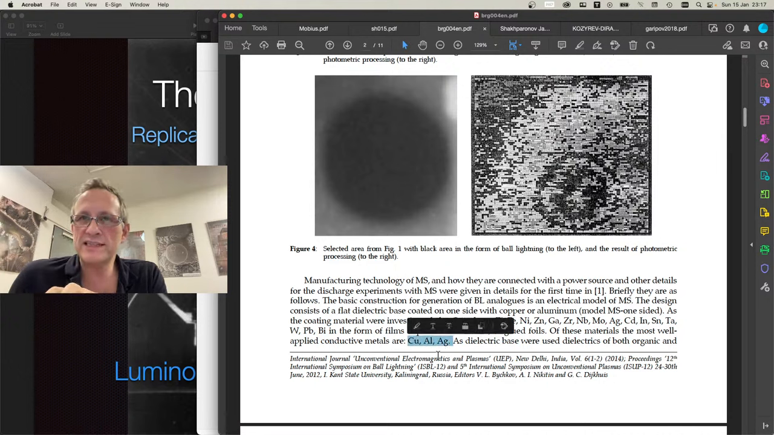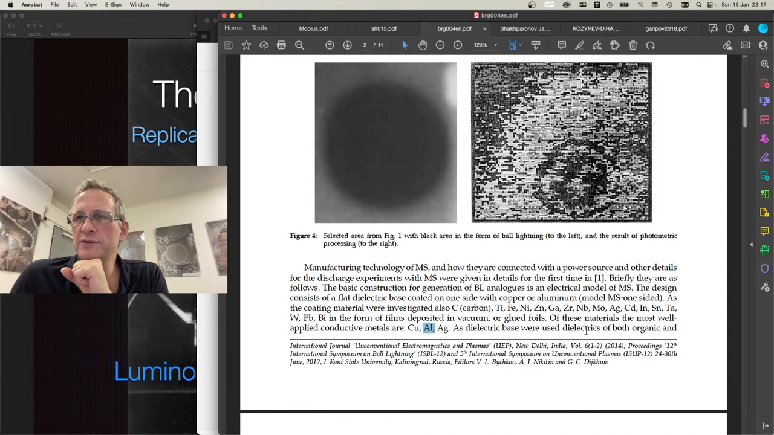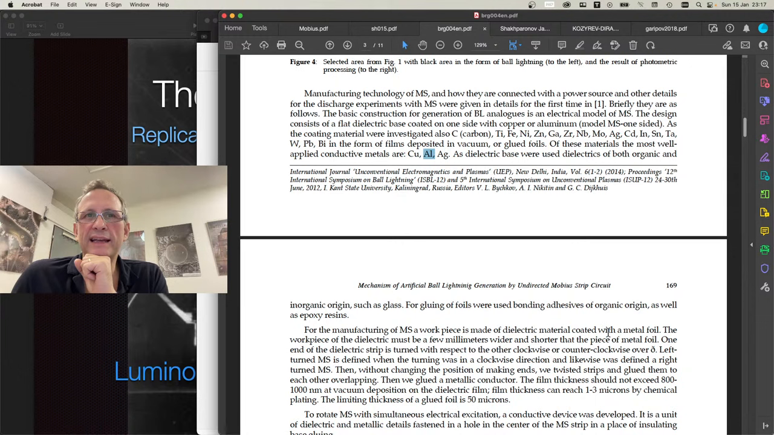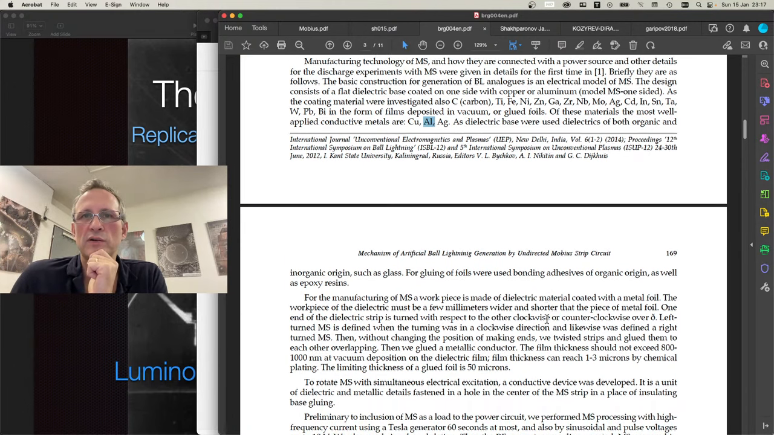So this is interesting. This is obviously what was most influenced, although John Hutchison never really tried silver, but in the works of Tesla, he mostly used copper, aluminium, and silver, and he found that silver and copper produced very dirty etheric matter, and so he stuck with aluminium and lighter elements in the form of bismuth and magnesium. As dielectric base were used, dielectrics of both organic and inorganic origin, such as glass, for gluing of foils were used. They used bonding adhesives of organic origin as well as epoxy resins.